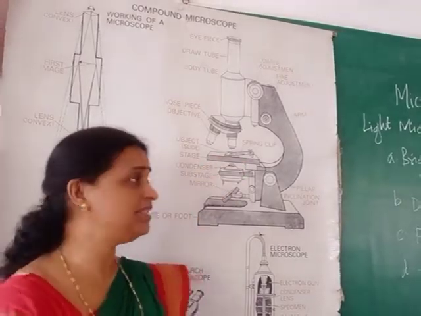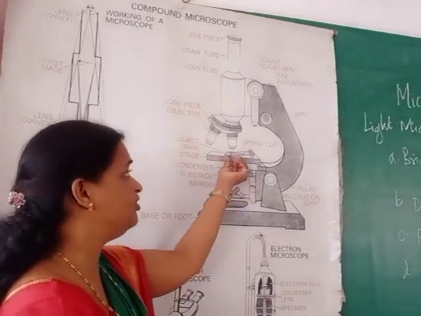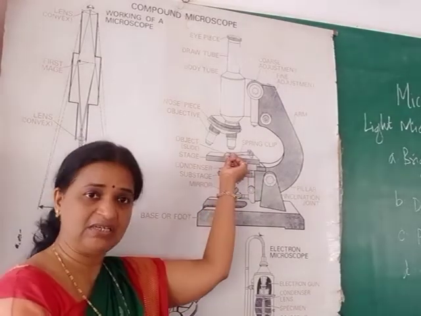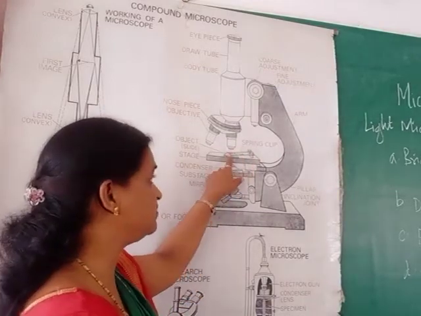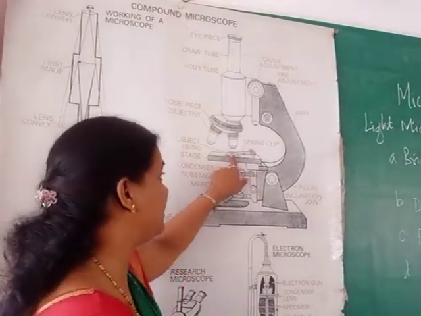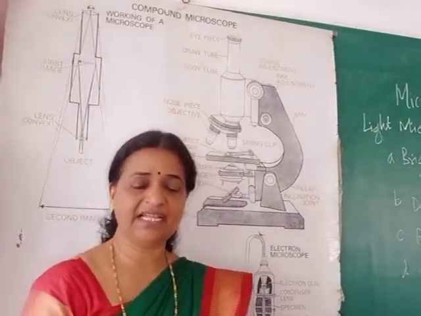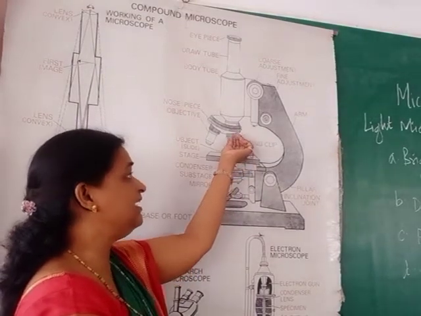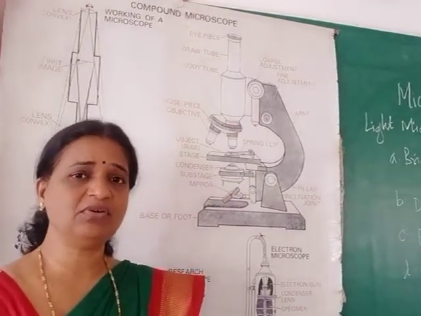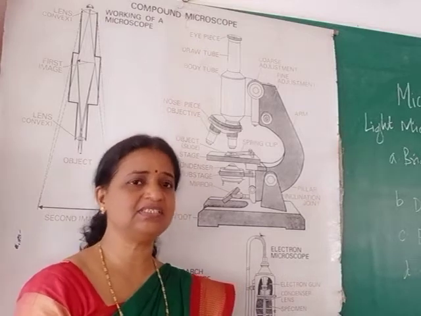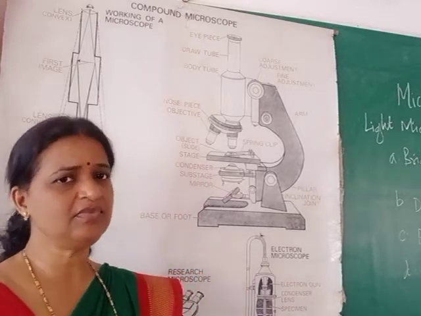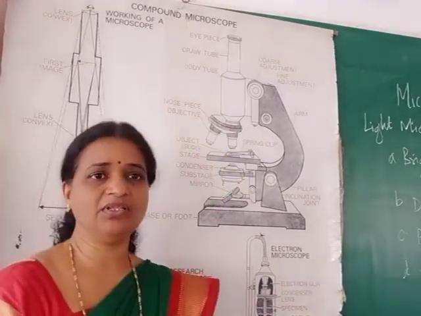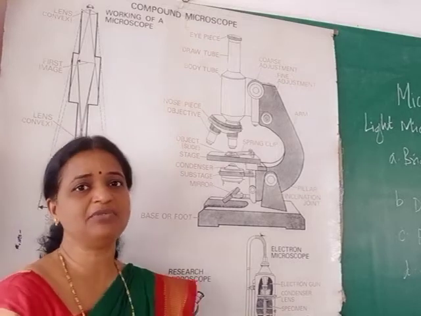The function of the objective is this: when the light illuminated by the mirror passes through the condenser, and then passes through our object placed on the stage, that light carries the image of our object, comes out from the slide and enters into the objective. The objective gives the first magnification of the object, and this primary magnified image falls on the eyepiece.